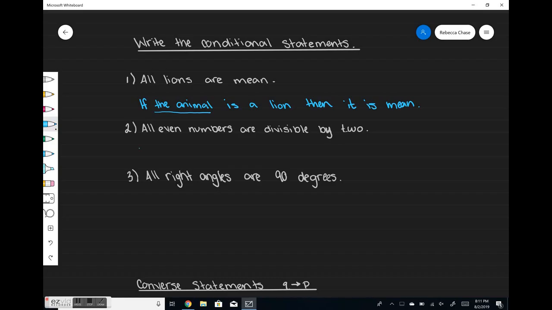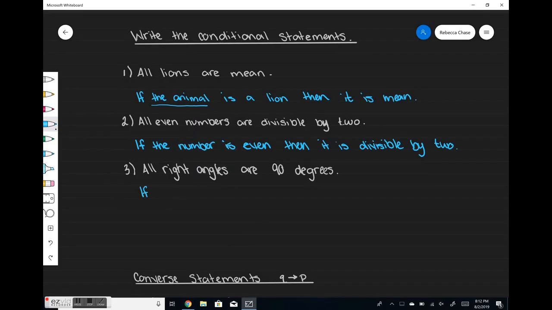So the next one, all even numbers are divisible by 2. So if I write that in if-then, I'm going to say: if the number is even, then it is divisible by 2. In the third example, all right angles are 90 degrees. So I would say: if it is a right angle, then it is 90 degrees.